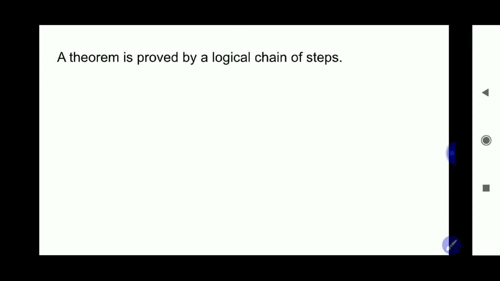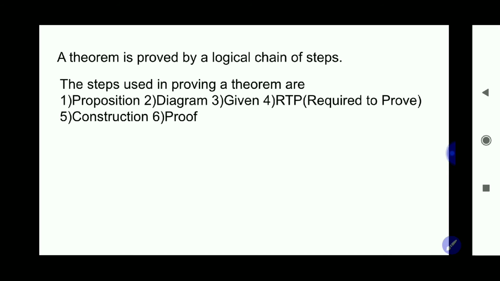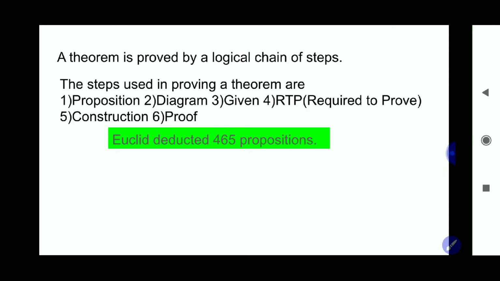A theorem is proved by a logical chain of steps. The steps used in proving a theorem are: first step, proposition, that means the statement itself. Second step, diagram. Third step, given. Fourth step, required to prove, that is also called RTP. Fifth one, construction if needed. Sixth one is proof. Euclid deduced 465 propositions. That means Euclid proved 465 theorems.